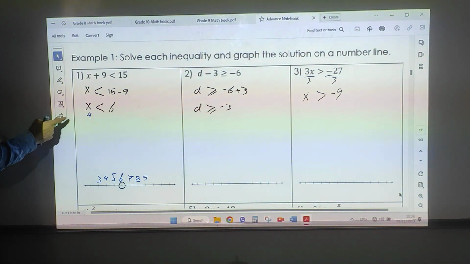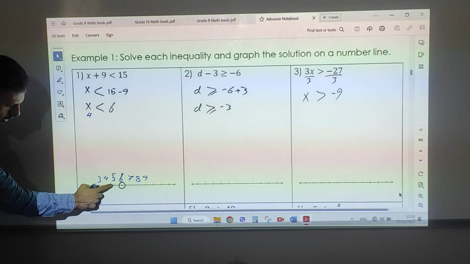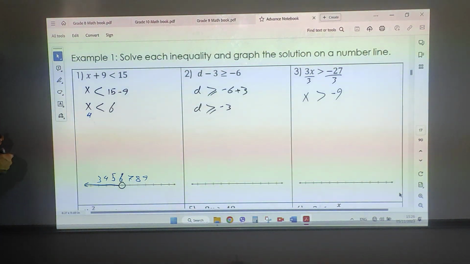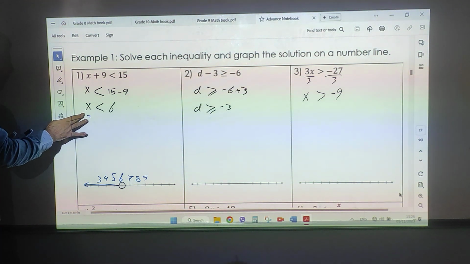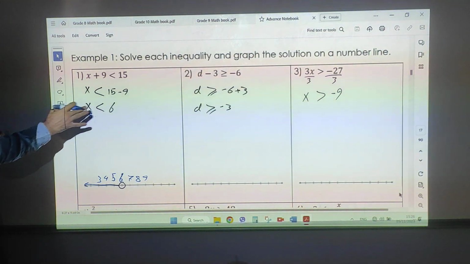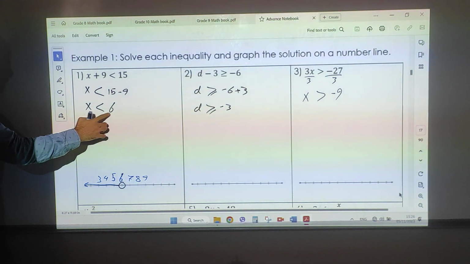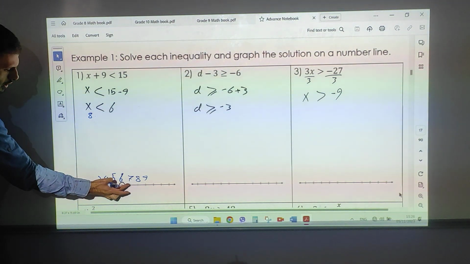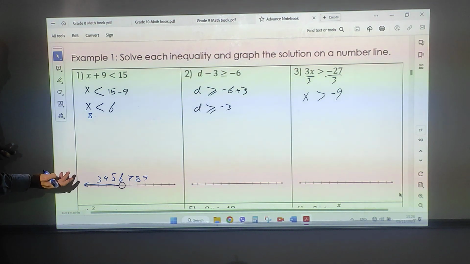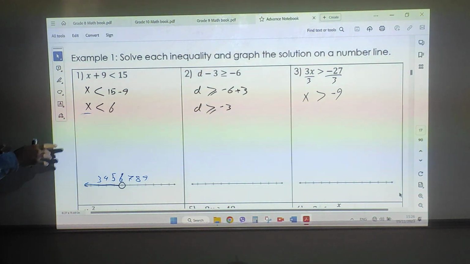It means we must go to the side that we have 4. 4 is on this side. It means the line must come to this side. For example, I have checked 8, just a number around that number that you have. 8 is less than 6. Is it correct? No, it's not correct. So I don't go to the side that we have 8. That's how you can check for yourself to see which side would be the correct option to show the line on.